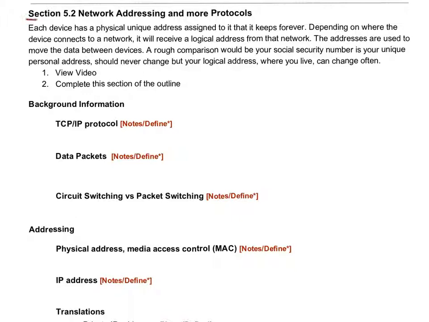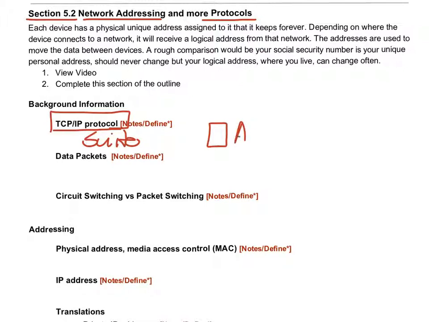Section 5.2, we're going to talk about network addressing and a little more about protocols. TCP/IP is really a protocol suite. It includes lots of different protocols that allow us, from our access device, whatever it might be, a phone, a PC, a laptop, all kinds of things, to communicate. Then we have some type of connection into the intermediate devices.